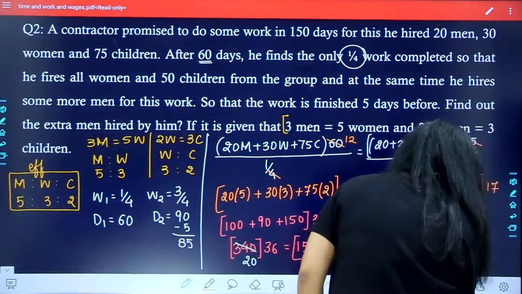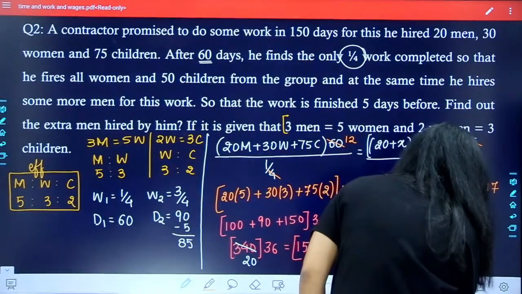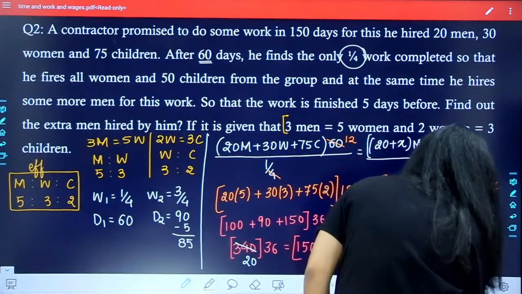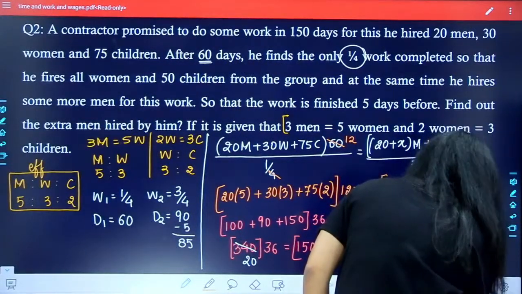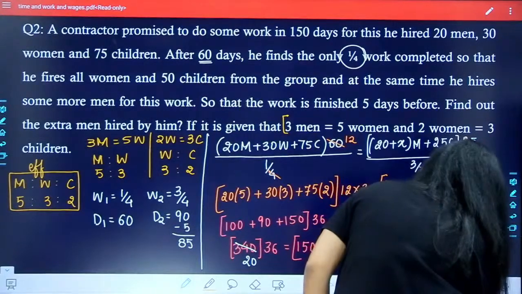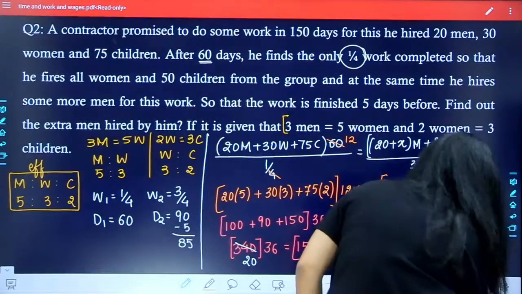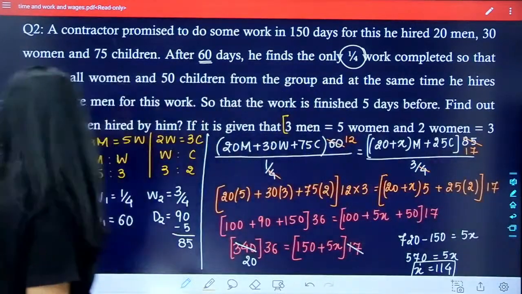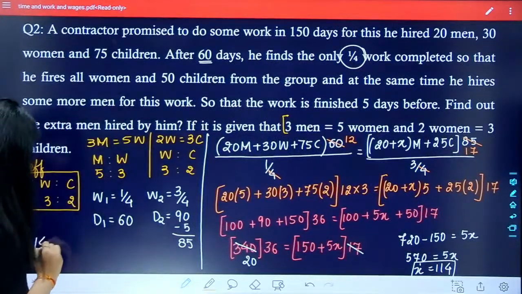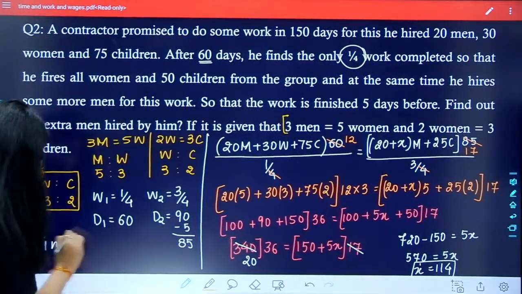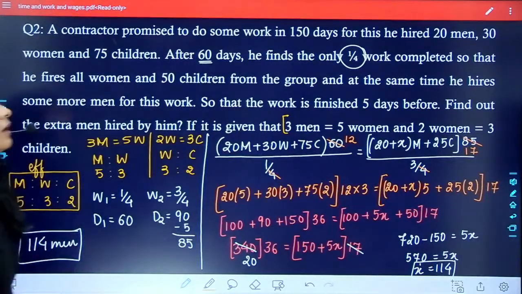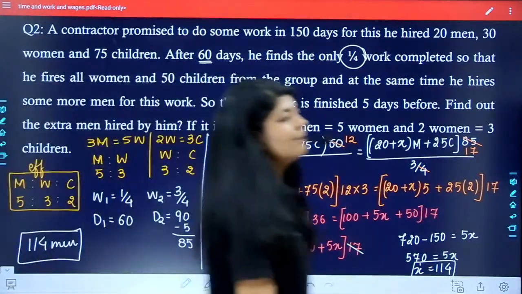Now I am getting my answer as 570, that is equal to 5x. So here x is equal to 114. So after this situation, the contractor hires 114 men so that he can finish the work 5 days before the deadline.